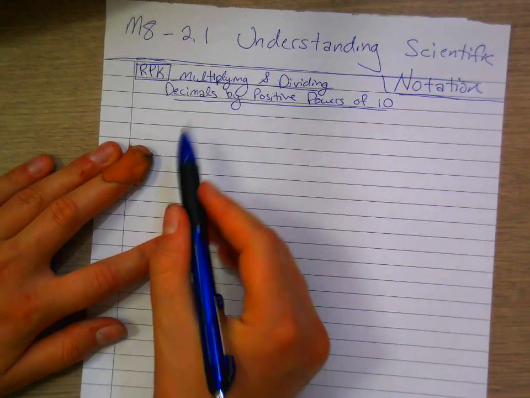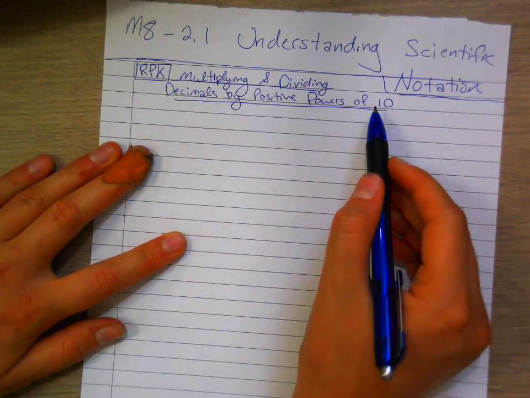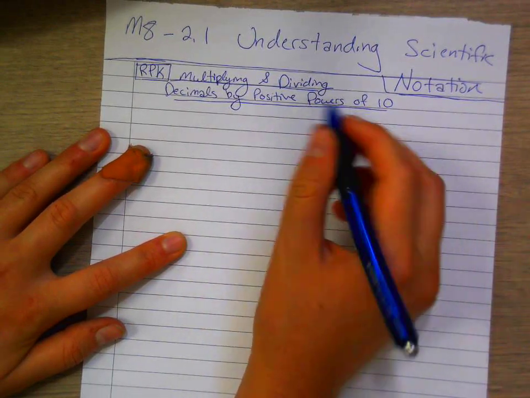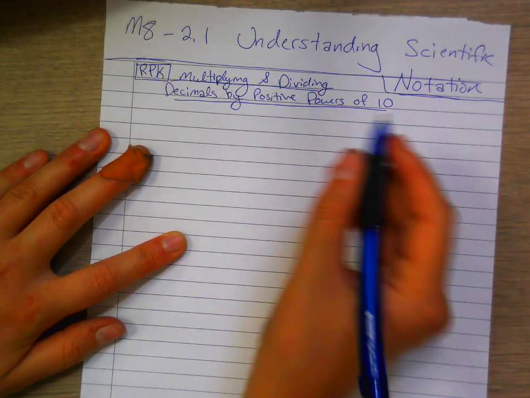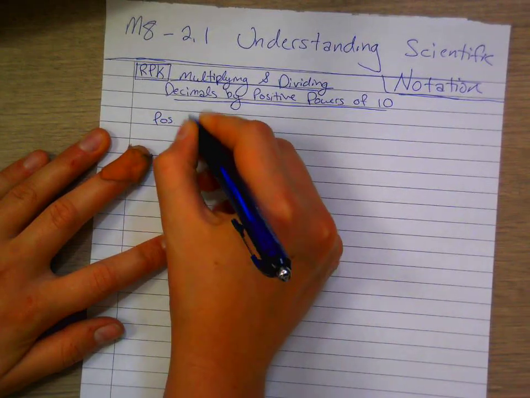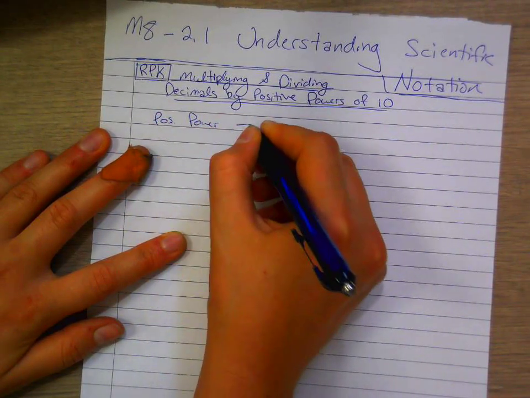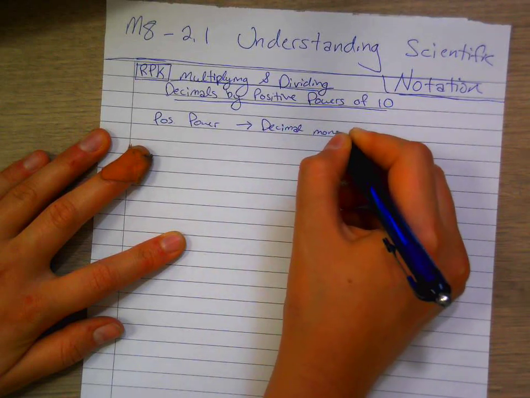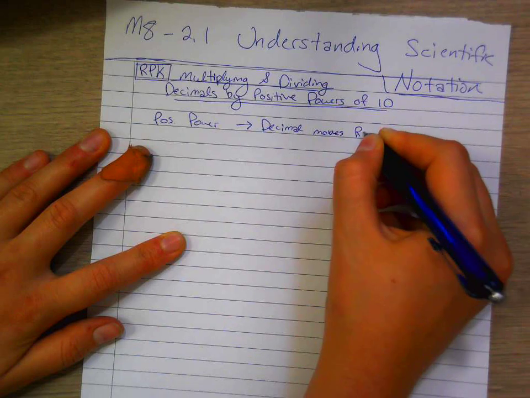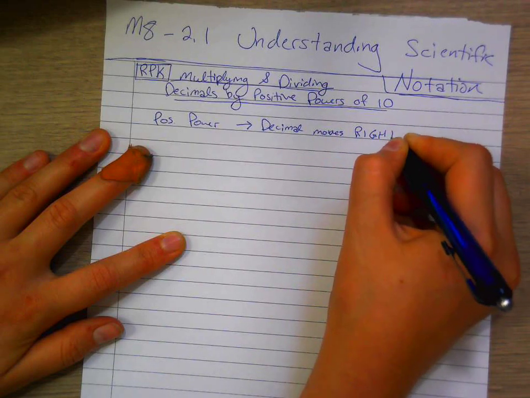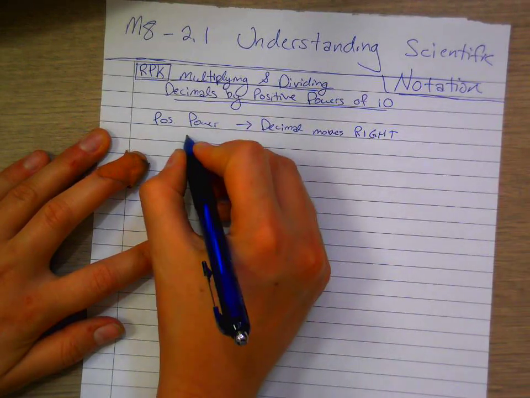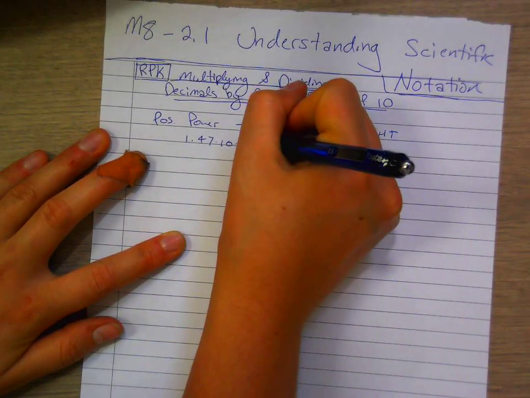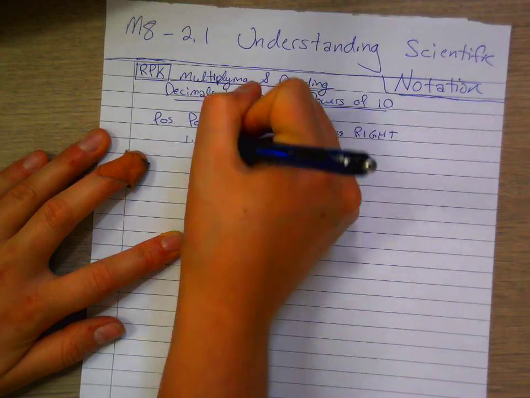Multiplying and dividing decimals by positive powers of 10. When you multiply a decimal by a positive power of 10, the decimal moves to the right. So if it's a positive power, the decimal moves right. For example, 1.47 times 10 equals 14.7. Notice the decimal place moved over 1.